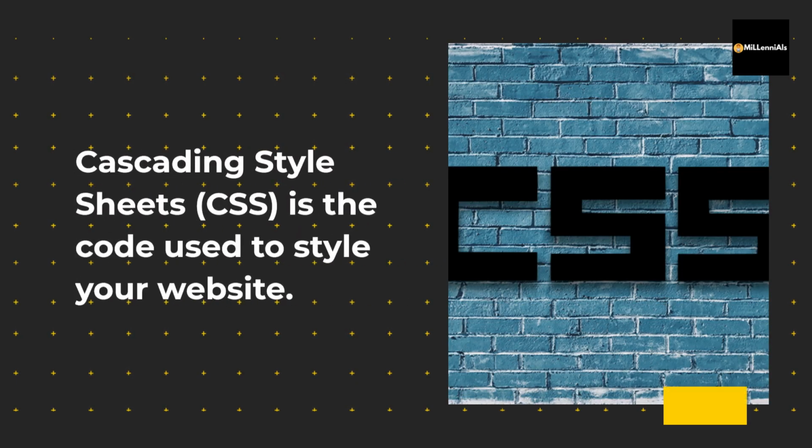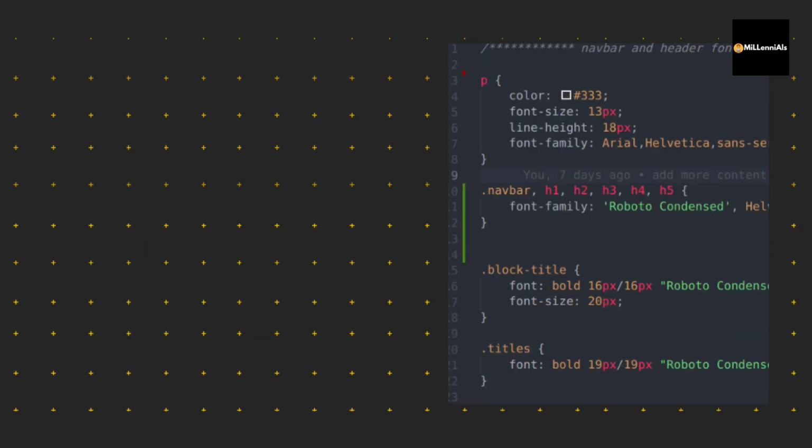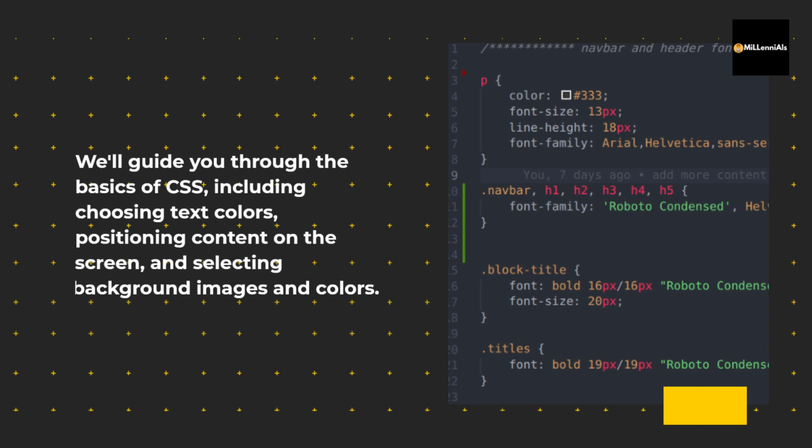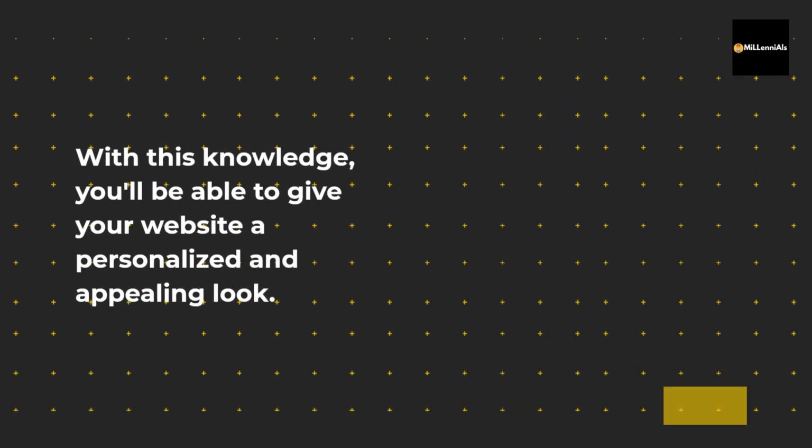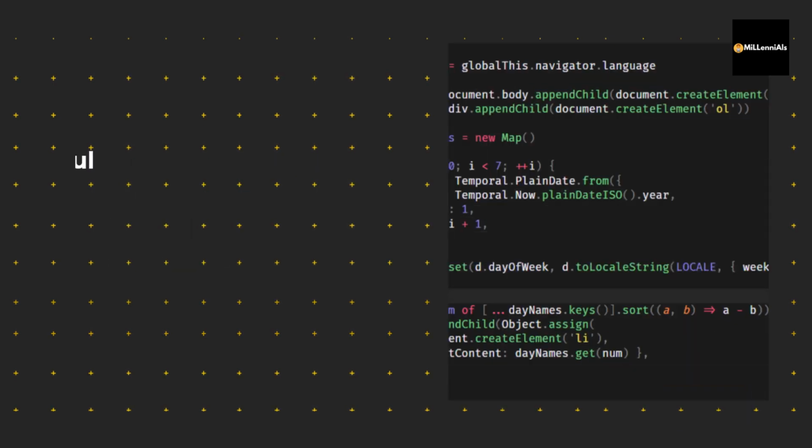Cascading Style Sheets, CSS, is the code used to style your website. We'll guide you through the basics of CSS, including choosing text colors, positioning content on the screen, and selecting background images and colors. With this knowledge, you'll be able to give your website a personalized and appealing look.